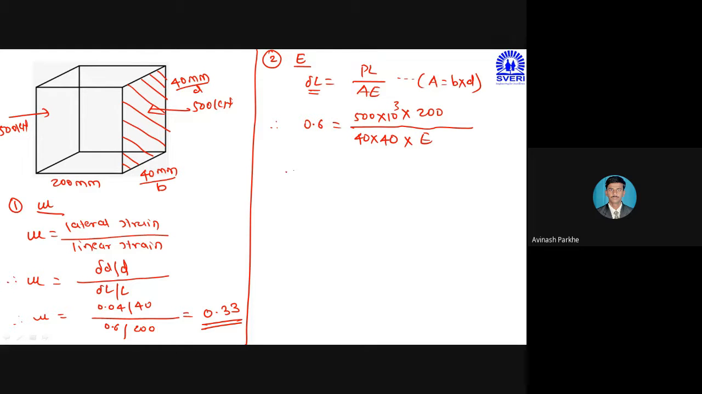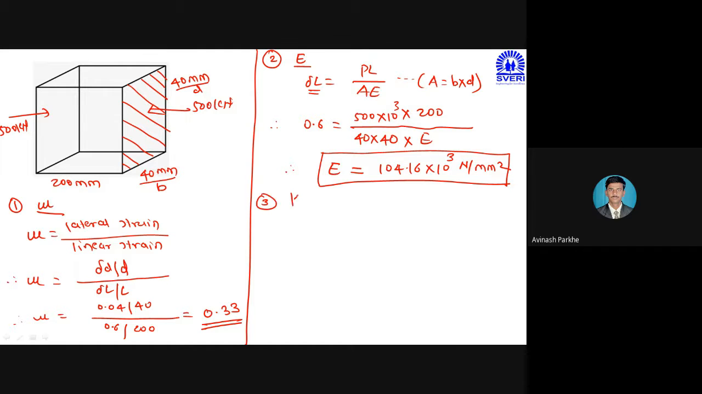So tell me the value of Young's modulus. Do the calculations. 104.16 into 10 raised to 3 Newton per mm square. This is the Young's modulus E.